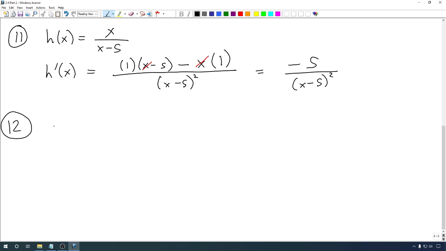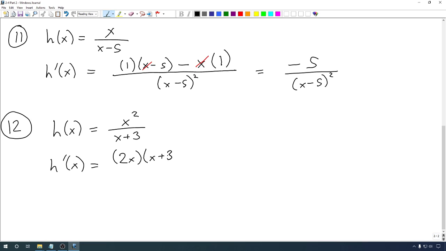Let's look at problem 12. It's a pretty similar kind of problem. This time the top is x squared, and the bottom is x plus 3. We still follow our quotient rule. So we take the derivative of the top. So this x squared becomes a 2x. I'm going to take that derivative times whatever's already on the bottom. So x plus 3.